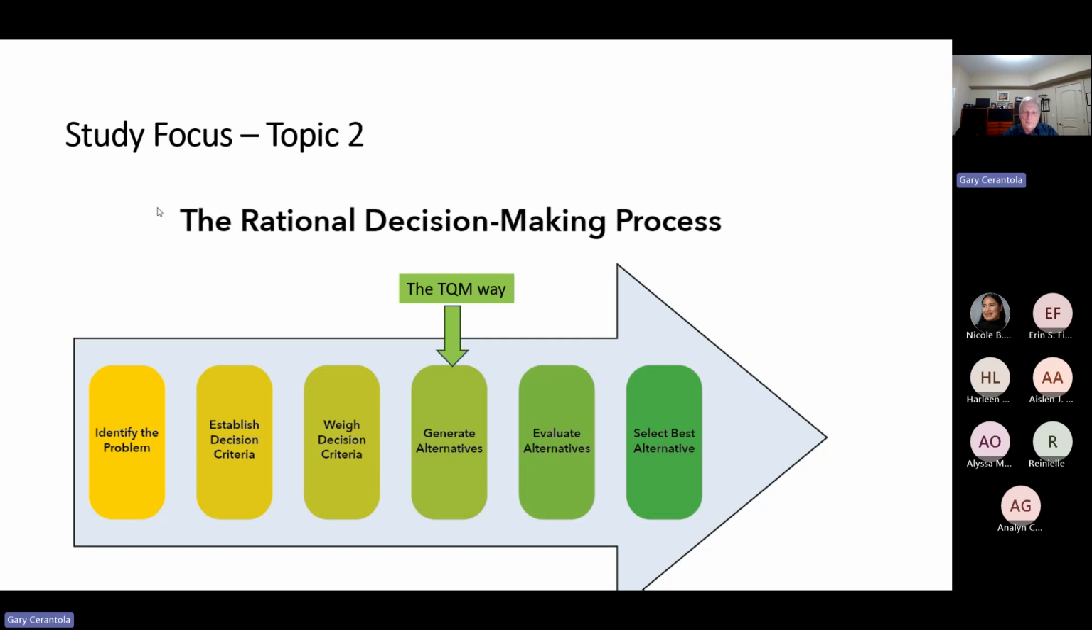So the key is identifying the problem is 90% of the solution. So identifying the problem as understood is just so key. Then you establish the criteria, how you're going to evaluate that decision. And then sometimes some criteria are more important than others. So you give them a higher weight. And I'll show you how to do that in an example as we go through. And then you generate these alternatives, then you evaluate them, and then you select the best alternative. And remember, you're always thinking about opportunity cost, right?